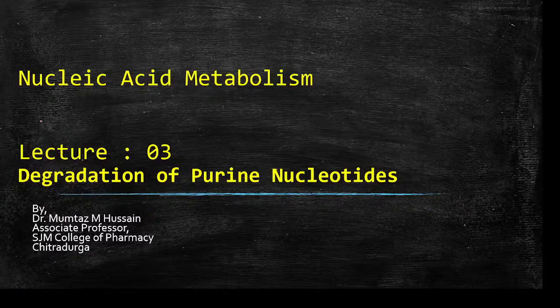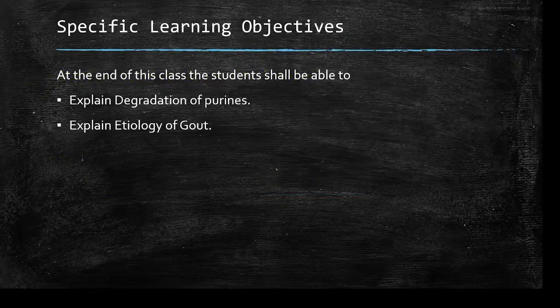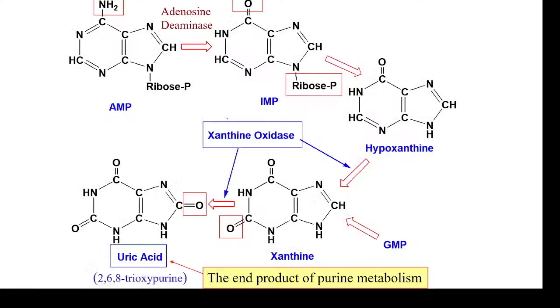Welcome to medicinal biochemistry class on nucleic acid metabolism. So today we will learn degradation of purine nucleotides. At the end of this class, the student shall be able to explain degradation of purines and explain etiology of gout. So that is the metabolic disorder related to degradation of purine nucleotides.